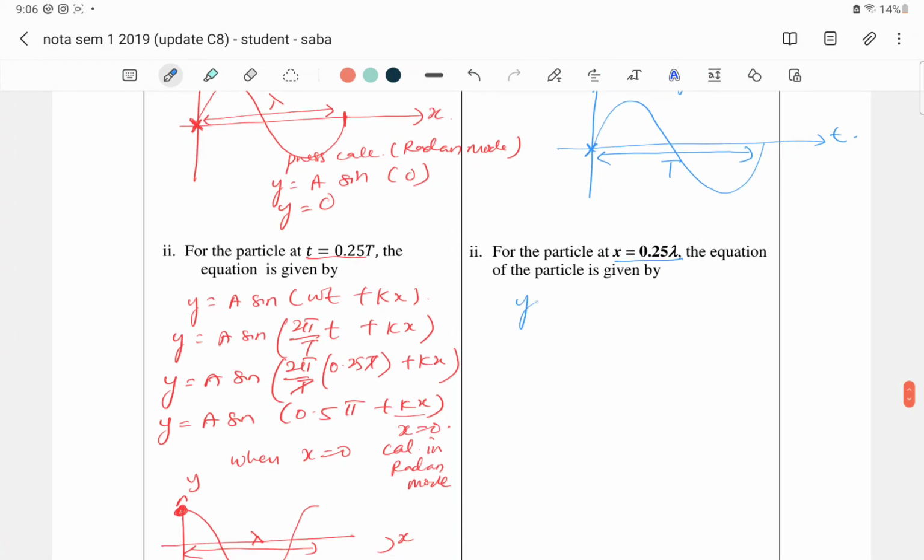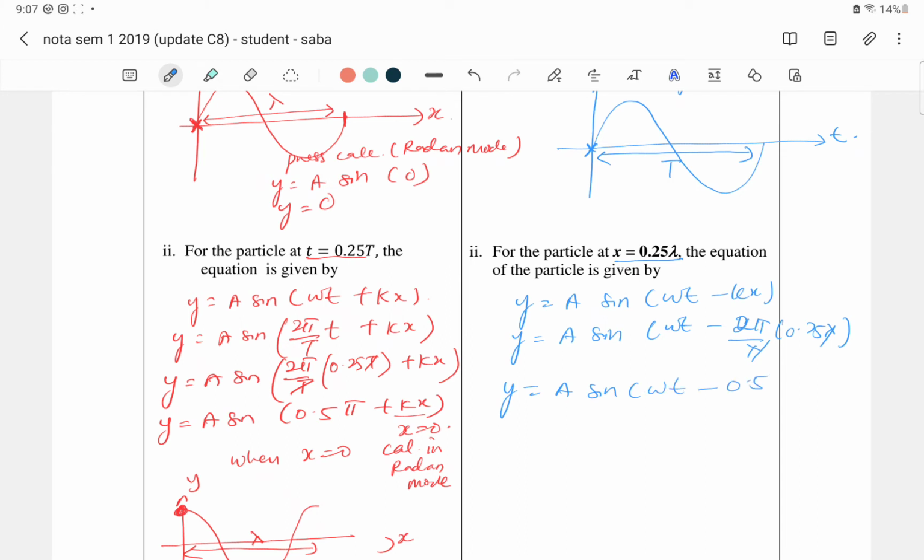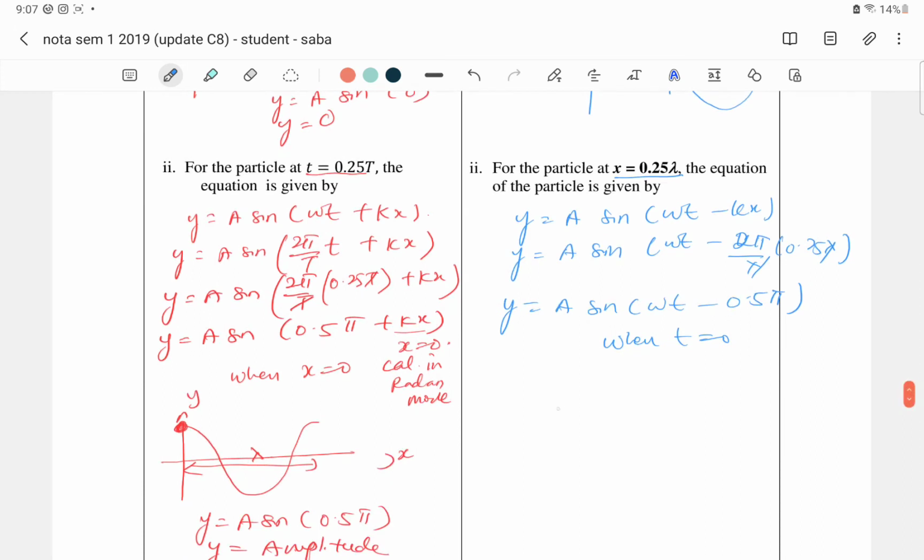So we have y equal to a sin omega t minus kx. A sin omega t minus k. K is 2 pi over lambda, so cancel off the lambda. So y equal to a sin omega t minus 0.5 pi. Okay, so when t equal to 0, kita kali. Kenapa kita nak buat t equal to 0? Sebab kita nak tahu dekat t kat sini ni berapa y kita.